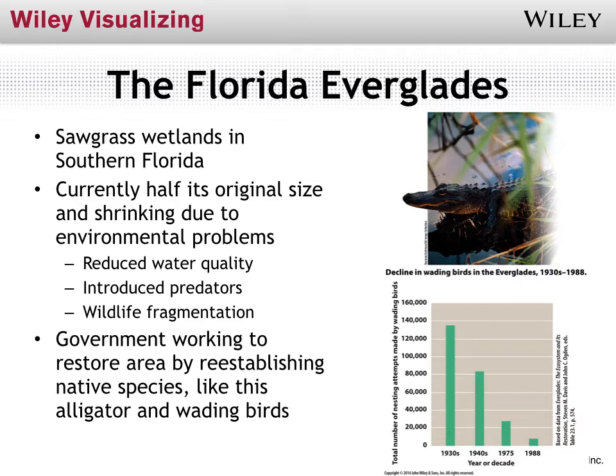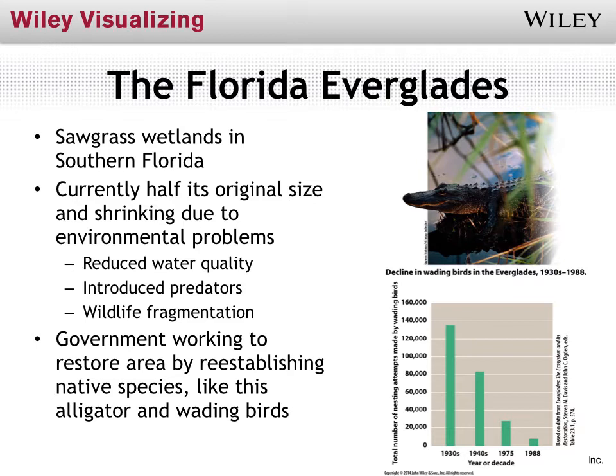The Everglades are a sawgrass-dominated wetland which occurs in southern Florida. Sawgrass is a type of grass species. Its biggest challenge is tied back to humans again. Basically, it's now half of its original size due to humans directly, but also things like water quality being affected by the development of cities like Miami and so forth.